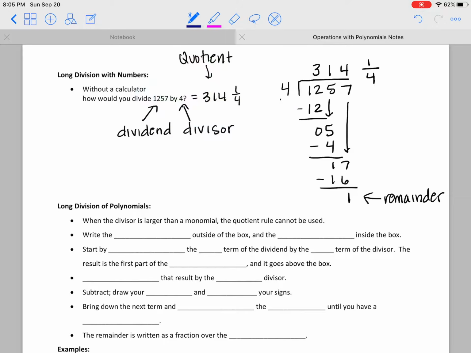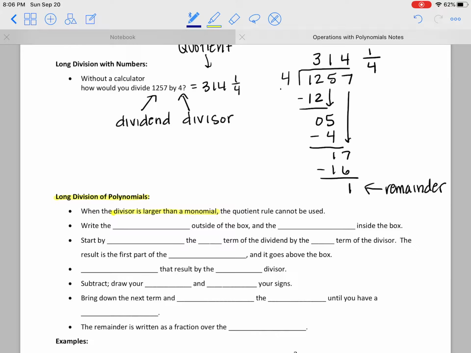Alright, so what are we doing? And again, we don't have to use this every time. If our divisor is a single term, let's go ahead and use our quotient rule because that's going to be easier. But long division of polynomials is when the divisor is larger than a monomial, when we have more than one term there. When the divisor is larger than a monomial, we're forced into this long division. Okay, so we're going to write the divisor outside of the box and the dividend inside of the box. That's easy. Everyone can set up the long division.